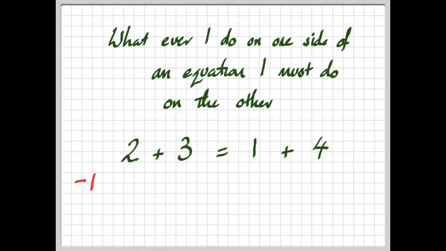What if I take away 1 from the left-hand side? Well, that's going to give me 4. Well, the only way that I'm going to make that work is if I take away 1 on the right-hand side. In other words, what I did on one side, on the left-hand side, I also did on the right.